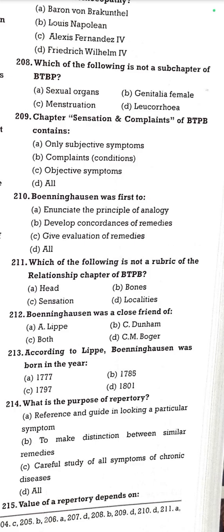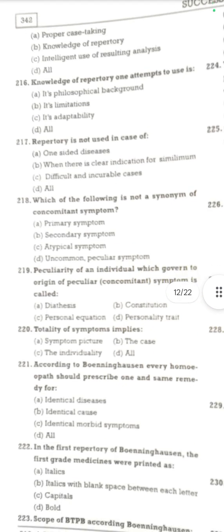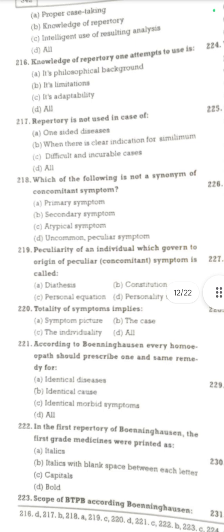Next question is, value of a repertory depends on proper case taking, knowledge of repertory, and intelligent use of resulting analysis. Question 216. Knowledge of repertory one attempts to use is, the answer is, its philosophical background should be known, its limitation and adaptability should also be known. 217. Repertory is not used in case of, so the answer is when there is a clear indication for similimum.